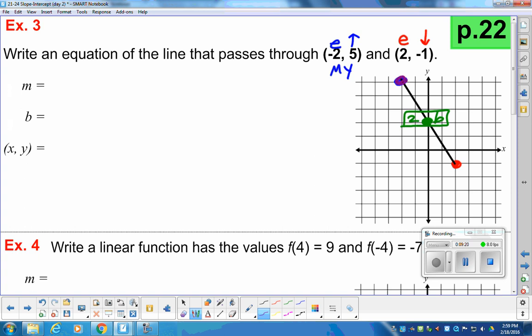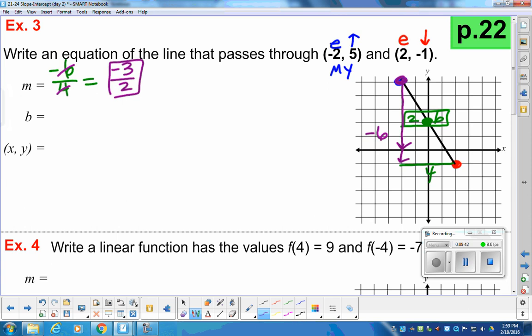So here's my hotel room. I'm going to go down 1, 2, 3, 4, 5. Actually down 6. Sorry about that. Down 6. And then I'm going to turn and I'm going to run 1, 2, 3, 4. So it looks like my slope is down 6 over 4. Rise and run. In lowest terms, that becomes -3 over 2 is the slope.